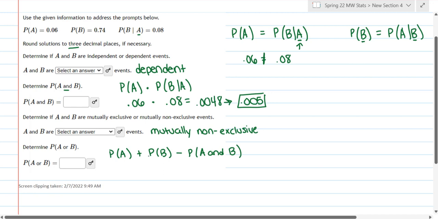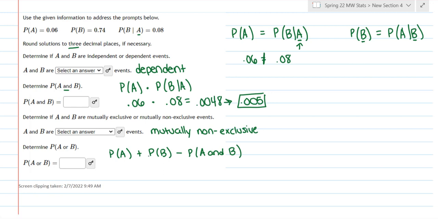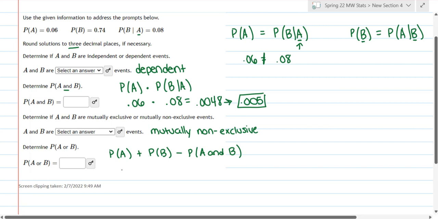All the formulas, again, you guys had the formula sheet from the first test. These are all there under Chapter 3. Okay, so the probability of A is 0.06. We're going to add probability of B, 0.74, which I think is just 0.80.